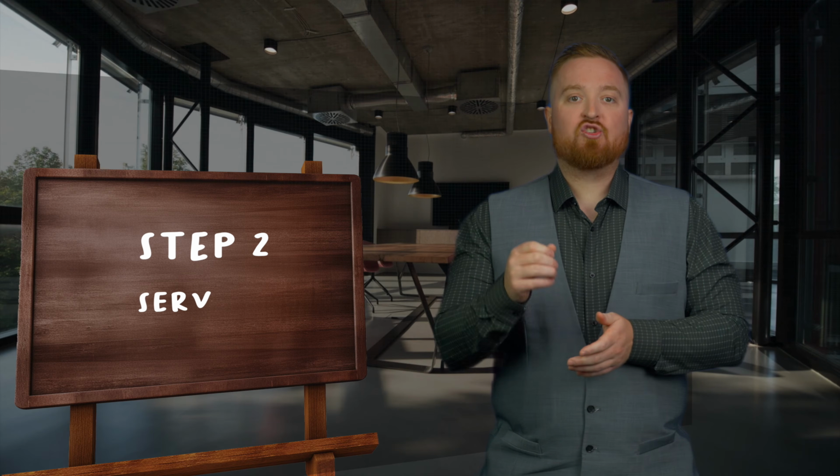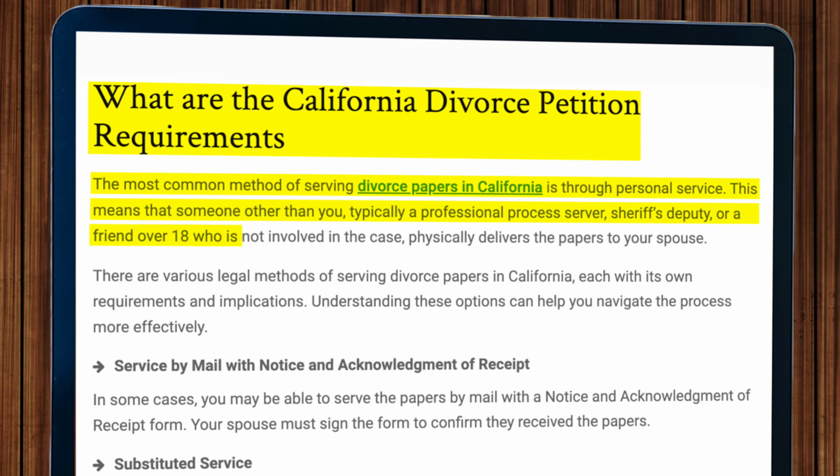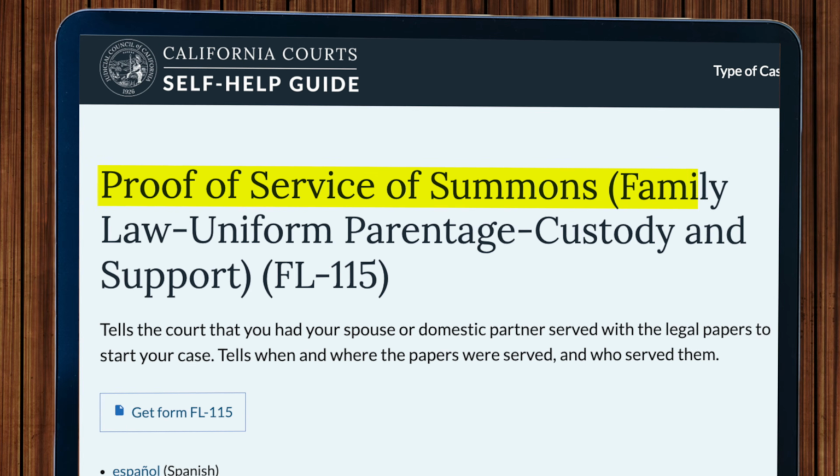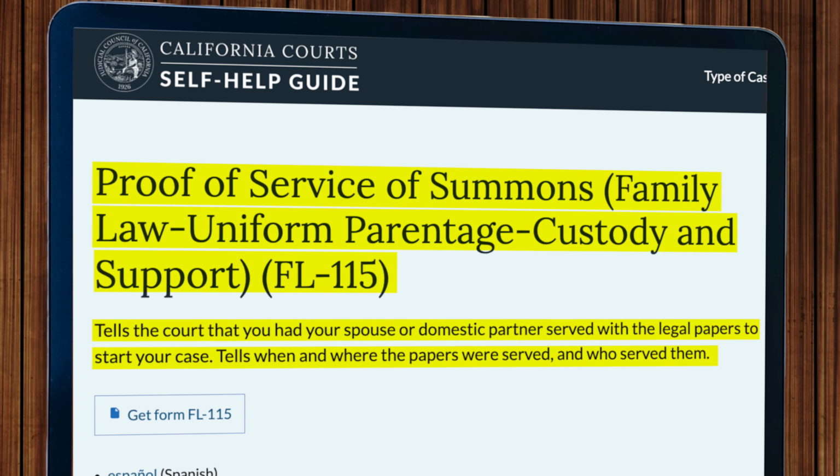Step 2. Serving the respondent. Once the petition and summons are filed, the respondent, the other spouse, must be formally served with these documents. This means they must be personally handed copies of the paperwork by someone over the age of 18 who is not involved in the case. Proof of service confirming the respondent was served must then be filed with the court. Proper service is crucial as it officially notifies the respondent of the divorce proceedings and establishes the court's jurisdiction over them.